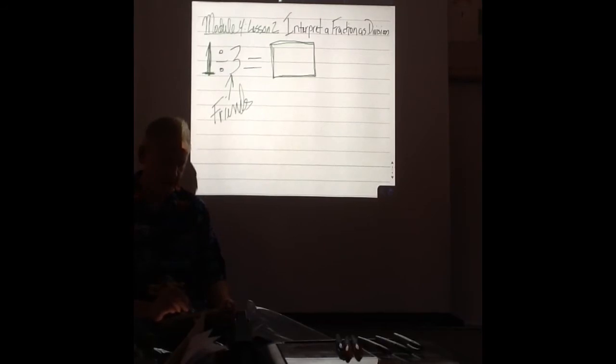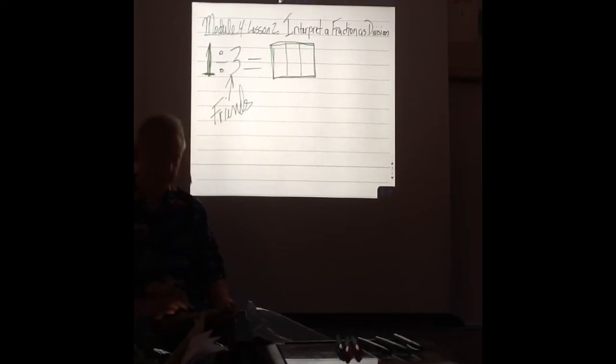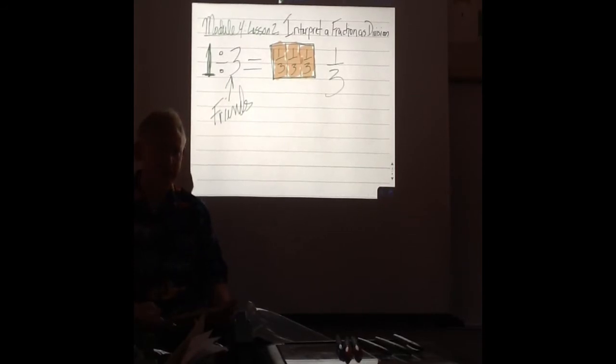How much of the cracker is each friend going to get? That is the question. Well, I'm going to have to cut this into thirds. So I've got 1/3, 2/3, and 3/3, right? So I've got a third here, a third here, and a third here. So if I take my one cracker and I divide it and give each one of my friends an equal part of the cracker, how much is each friend going to get? Each friend is going to get 1/3. So 1 divided by 3 is 1/3.